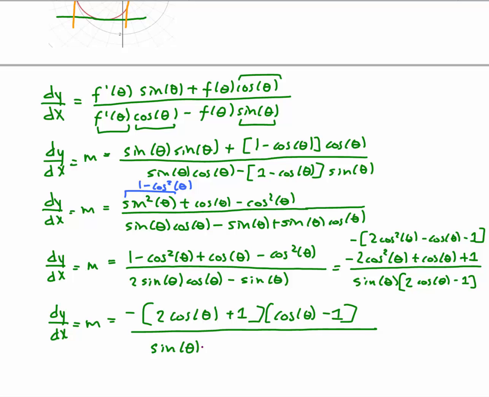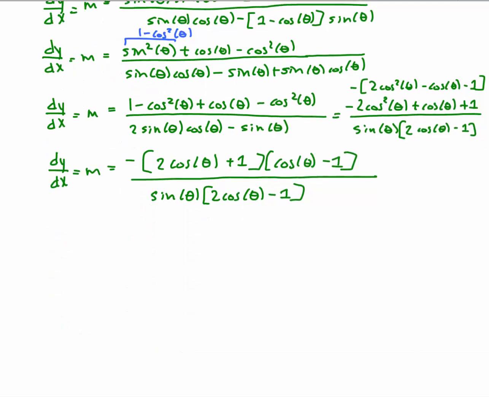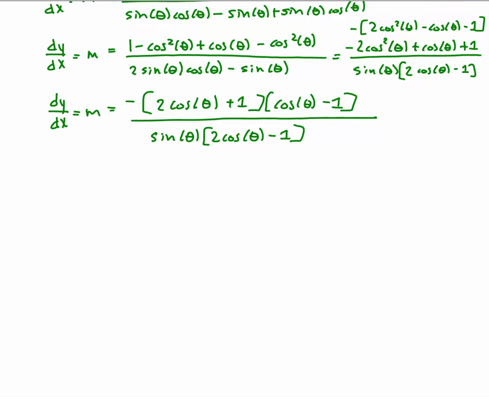Now it looks like it's really, really close to being able to be canceled, but not quite. So even though it looks tempting to cancel these, I can't quite do that. So we have our derivative, it's in simplified form. So now let's go ahead and talk about horizontal tangent lines.